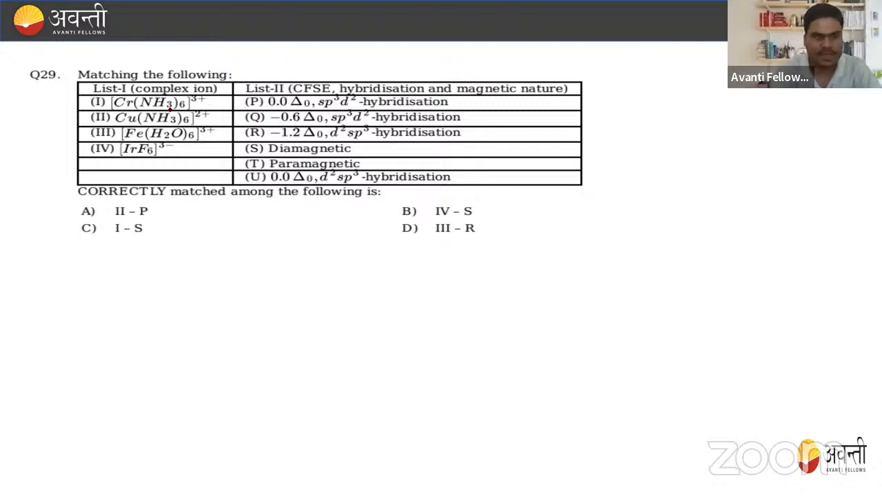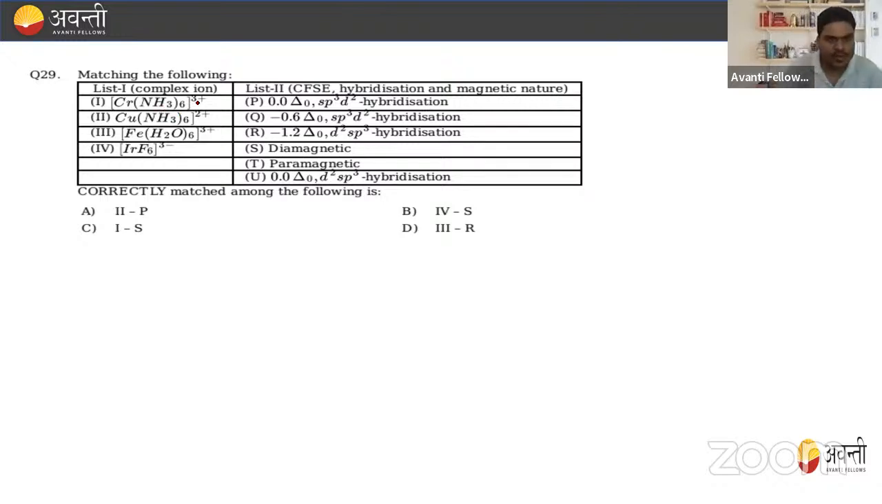Okay. So how will you match list one with list two? This is chromium, so this is chromium NH3 6. This is copper. So the correctly matched one among the following is, you have to identify which of the following is correctly matched. Just identify the correctly matched among the following.